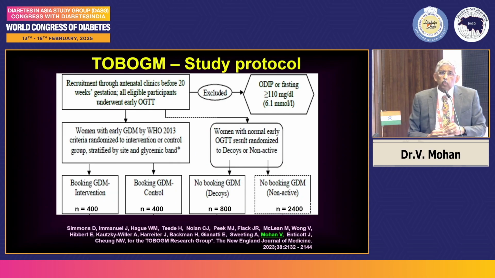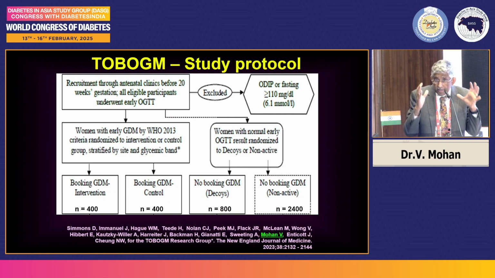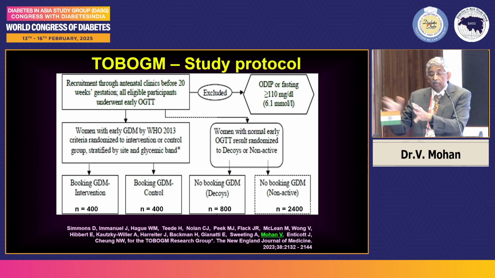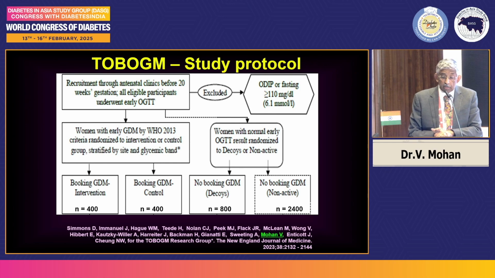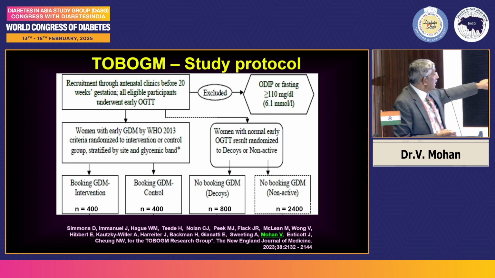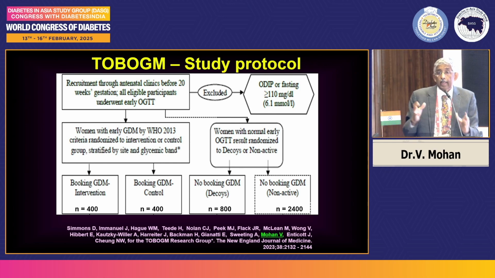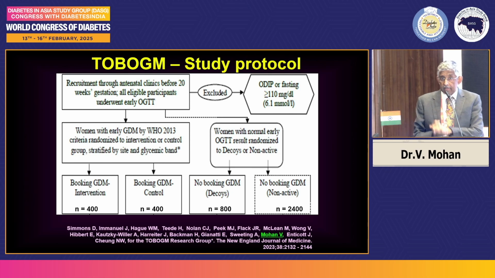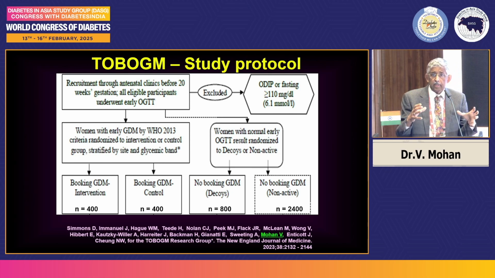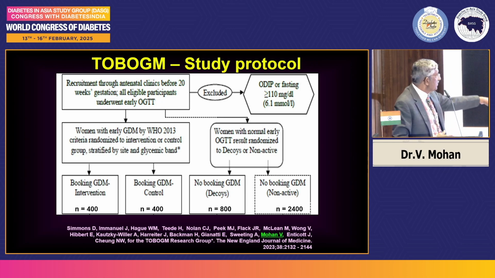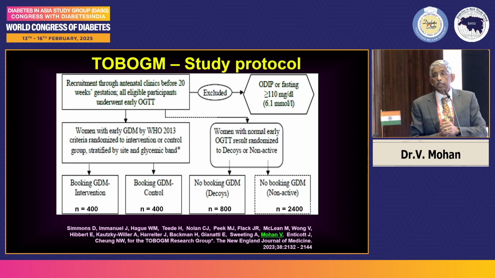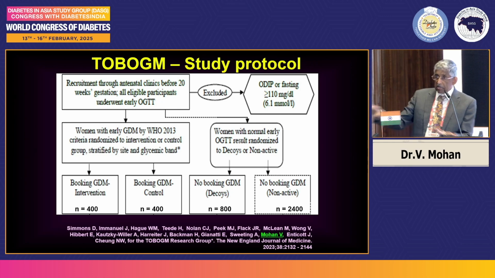So what we did was, we screened a large number of women in these various centers in the early part of gestation, and we did a GTT actually. We used the same IADPSG criteria which we use in late pregnancy, and we identified 800 women who had early GDM. Out of these 800, this is a randomized clinical trial, RCT. So 400 we treated, that's called the intervention group. 400 we did not treat at all.